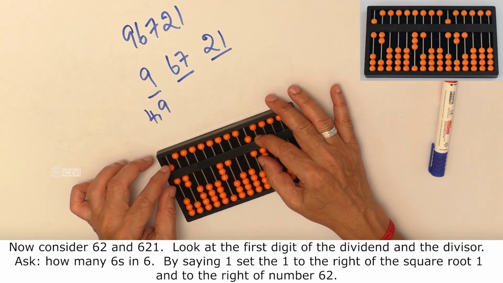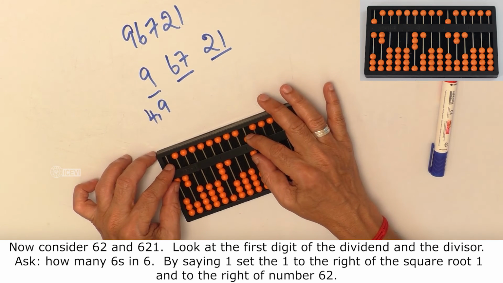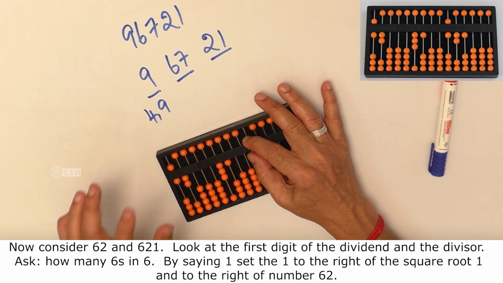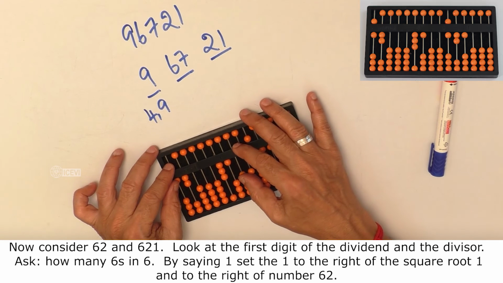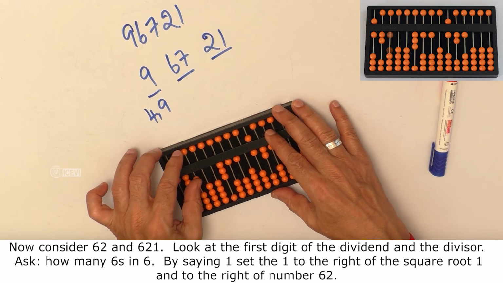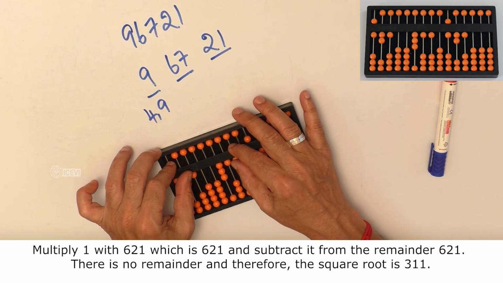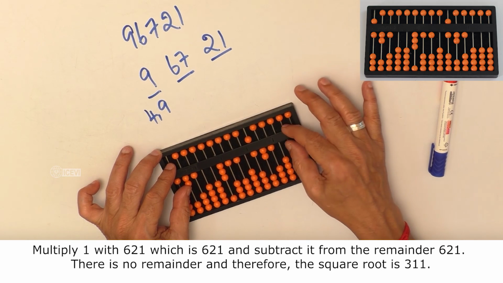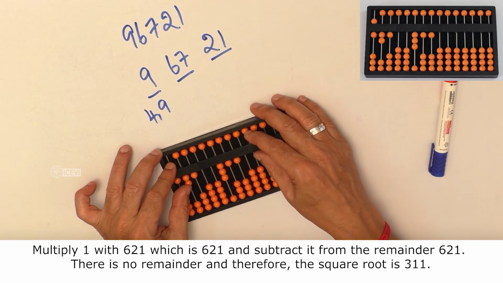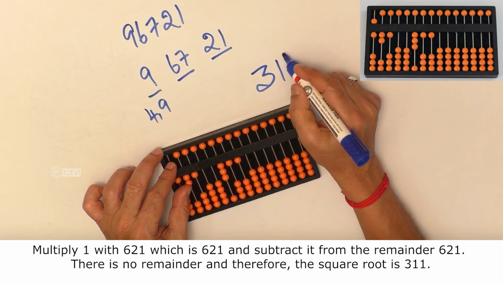Now consider 62 and 621. Look at the first digit of the dividend and the divisor. Ask how many 6s in 6 by saying 1. Set the 1 to the right of the square root 31 and to the right of 62. Now multiply 1 with 621 and subtract it from the remainder 621. There is no remainder, and therefore the square root we get is 311.